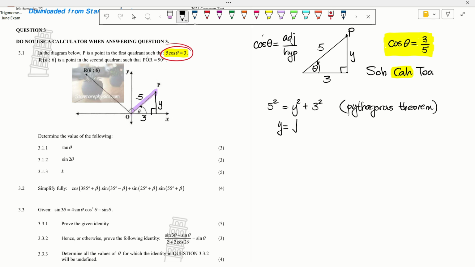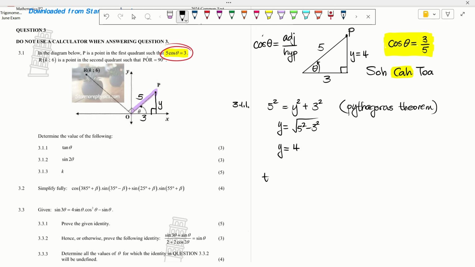y will be the square root of 5 squared minus 3 squared, which is 25 minus 9, and that gives you 16. The square root of 16 is 4, or plus or minus 4. So y becomes plus or minus 4. But then we check our quadrant. It's the first quadrant, which means literally everything is positive, guys. So I choose the positive answer and say y is positive 4 because we are in the first quadrant. So this value here is positive 4. This Pythagoras theorem will form part of 3.1.1.